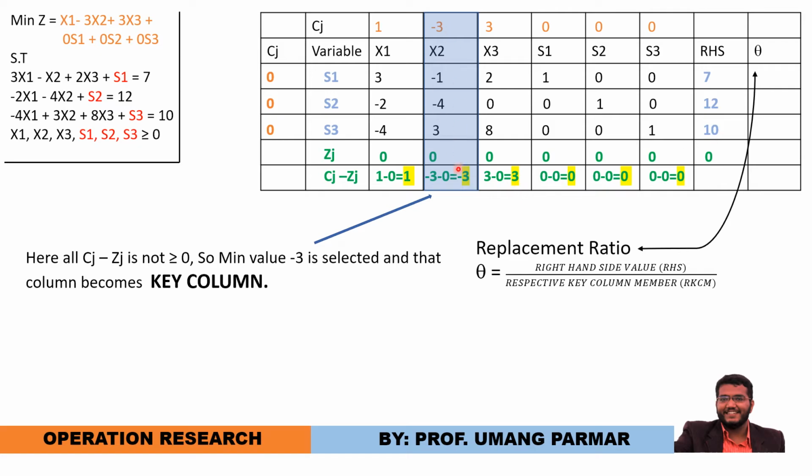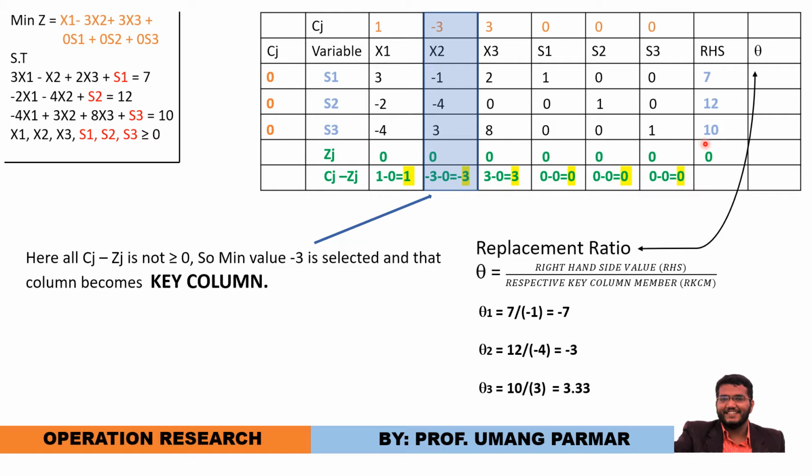So right now our key column is this. 7 will be divided by minus 1, 12 will be divided by minus 4 and 10 will be divided by 3. Again I am repeating, we note these theta values as theta 1, theta 2 and theta 3. In the first row the RHS value is 7 and the respective key column member is minus 1, so 7 divided by minus 1 gives minus 7. Same way for the second, our RHS value is 12 divided by minus 4, and the answer is minus 3.